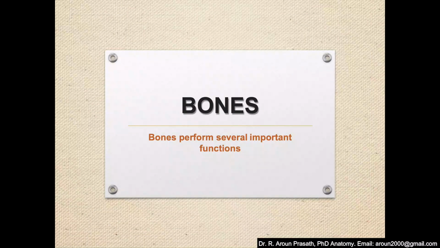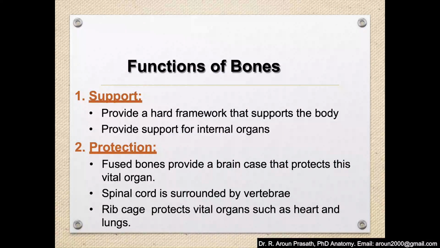Coming to the bones, there are different main functions for the bones. There are 206 bones in the body. These bones provide support and protection. In support, they support all the internal organs. Then they protect the brain, the lungs, the pelvic organs, and the spinal cord.